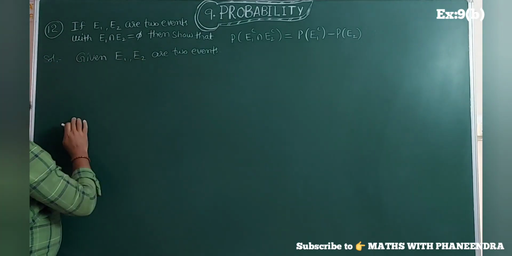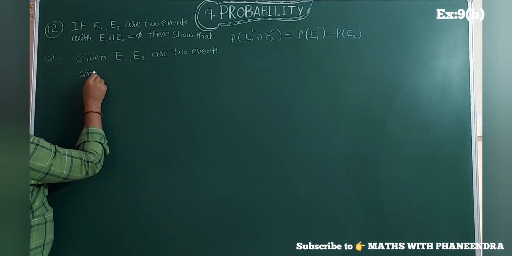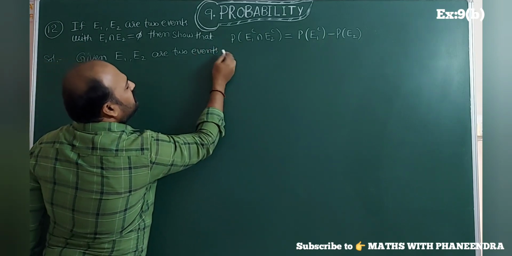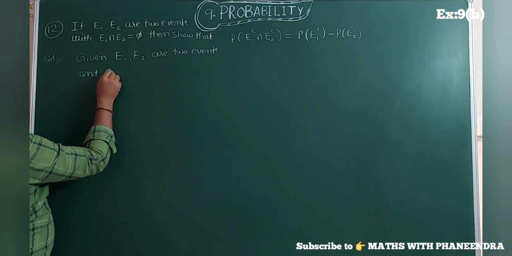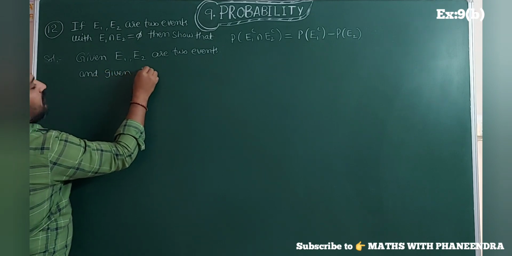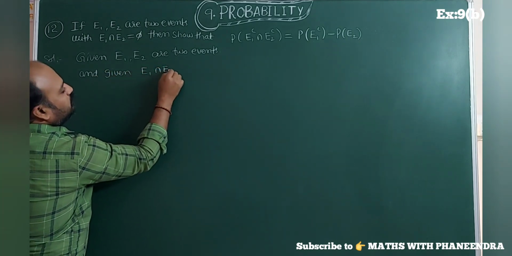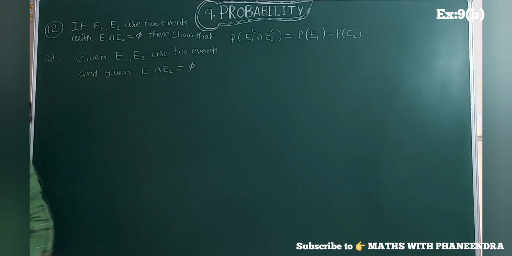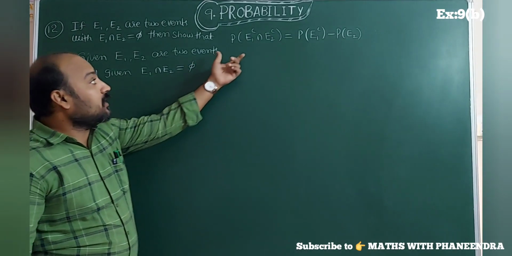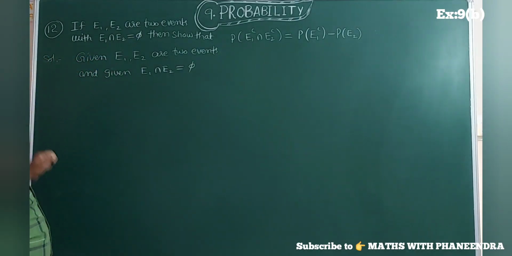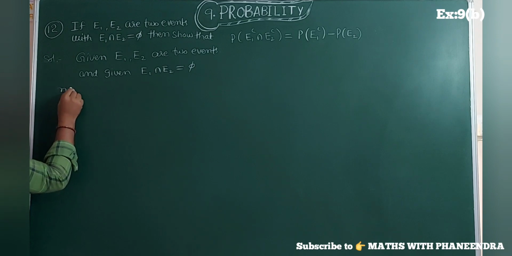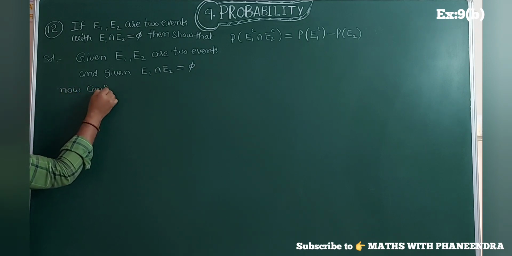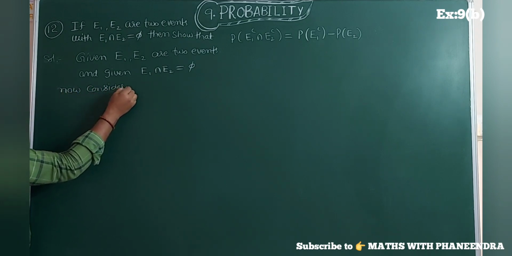Which are the two events? Two events means two events in the sample space, obviously. And given E1 intersection E2 is equal to null set. After that, consider LHS. They are asking to prove the result now.